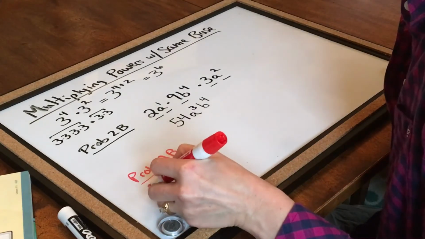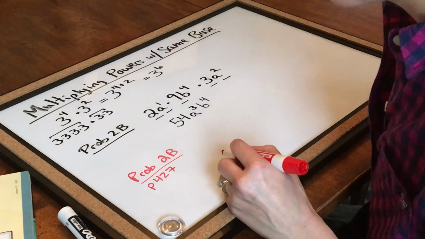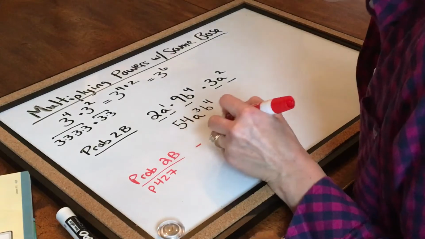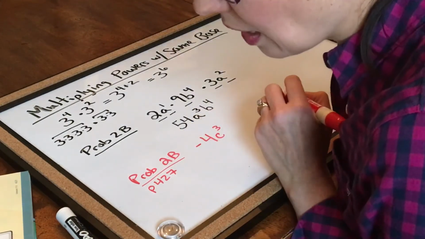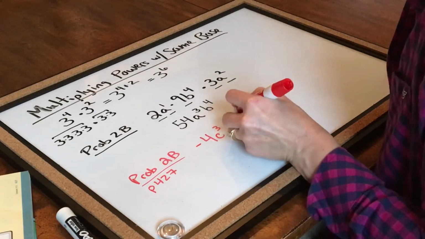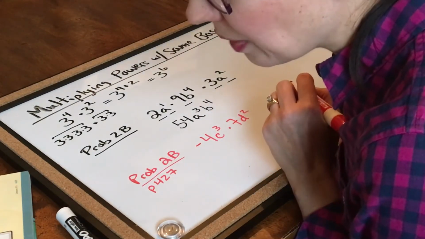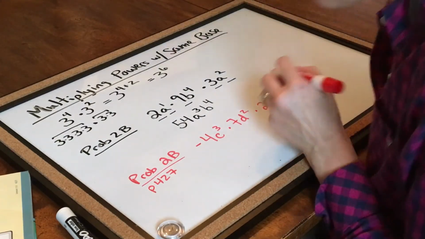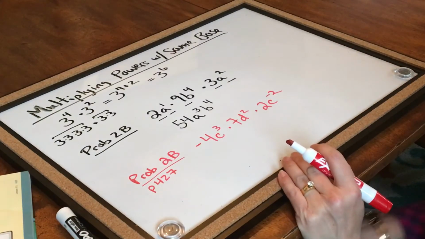All right, forgot to tell everybody, this was page 427 if you were looking at it. Okay, let's look at problem 2B. So it was negative 4c to the 3rd power, and we were multiplying that times 7d squared, and we were multiplying that times 2c to the negative 2 power. Okay, so let's see what happens here.